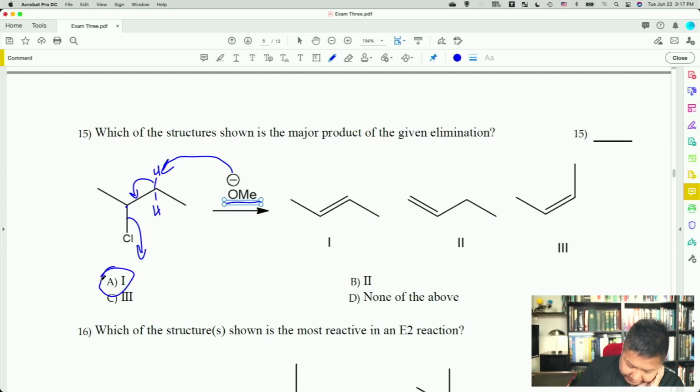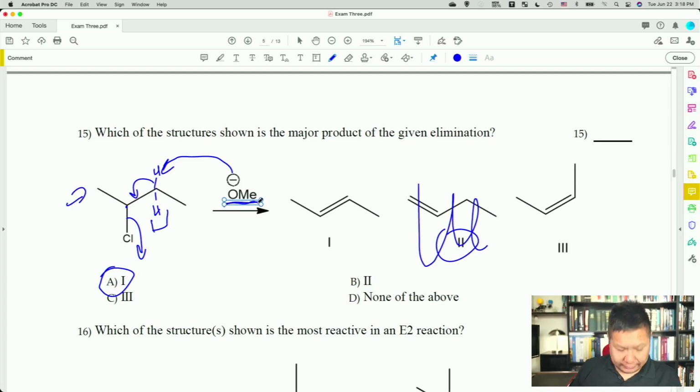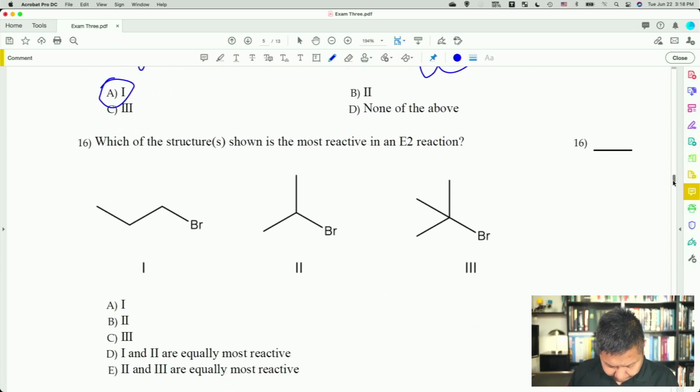Remember, if it's a slender base, or a streamlined base, not a bulky base, it can go through and pull off a proton from a more substituted carbon. If this were a bulky base like tert-butoxide, it would have pulled off a proton from over here, and then you would have gotten 2 as your answer, but it's not 2. This is methoxide. Methoxide's a very streamlined base. This was the difference between a Zaitsev product and a Hofmann product, if you recall.